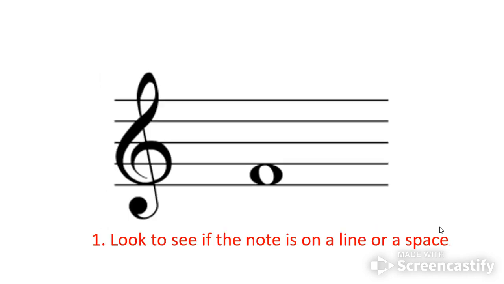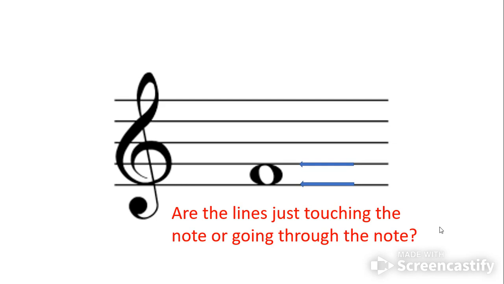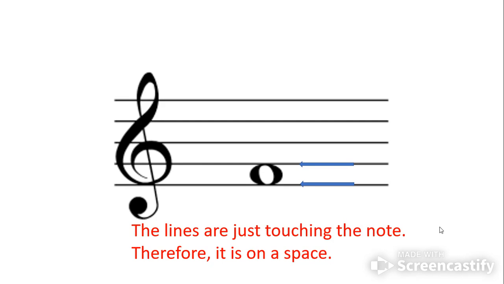So this is what you do. You look to see if the note is on a line or on a space. So look at the lines. Are the lines just touching the note, or are they going through the note? The lines are just touching the note. That means this note is on a space.